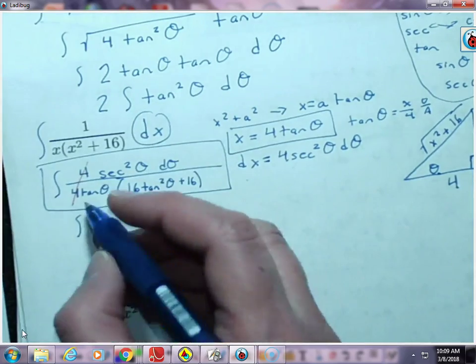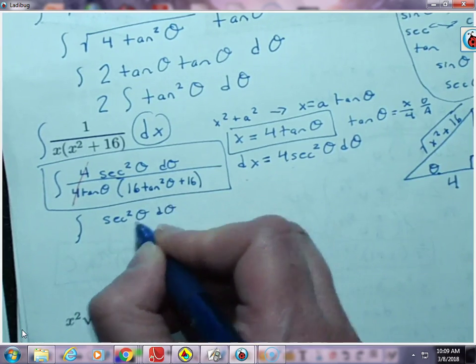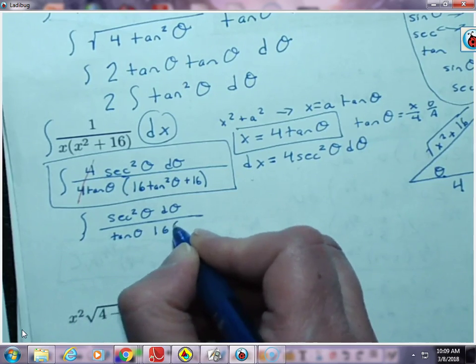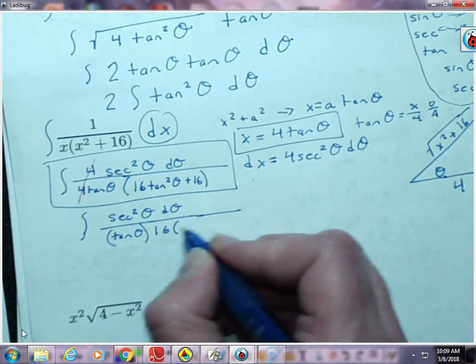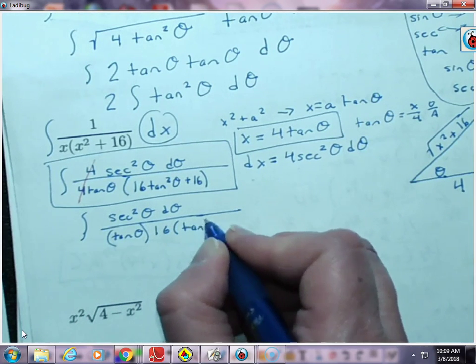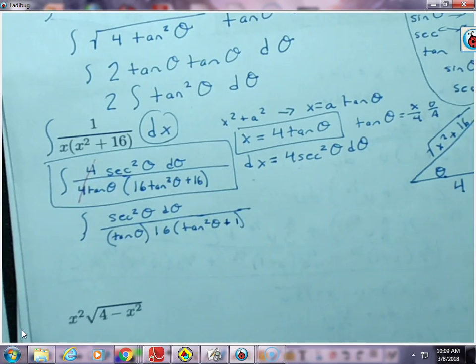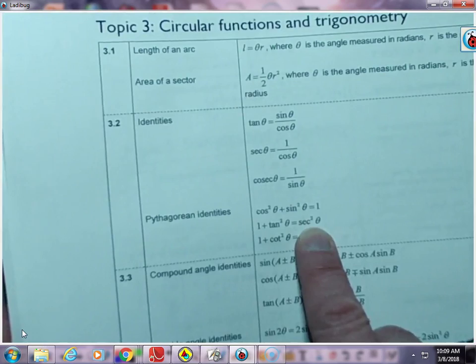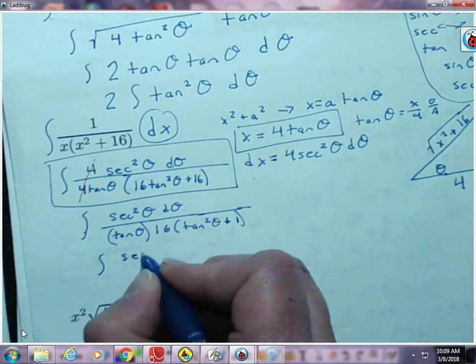What about the denominator? Do you see any kind of trig identity lurking? Yes. You can even take the 16 all the way out of the problem, out here if you want. Okay, so tangent squared theta plus 1 is already solved, it is secant squared. This is looking kind of nice.